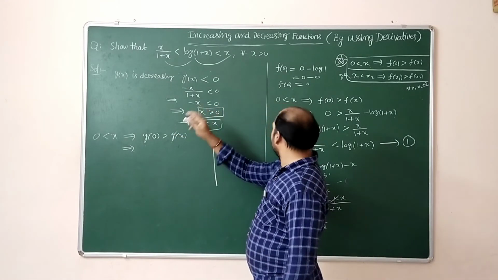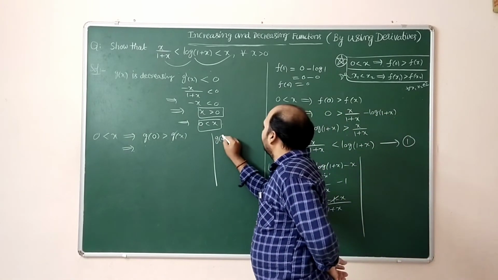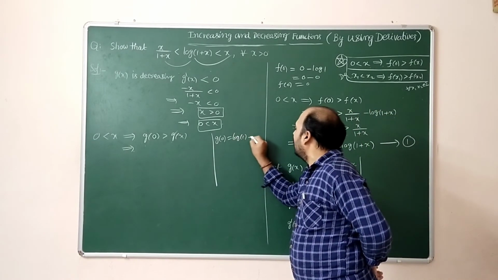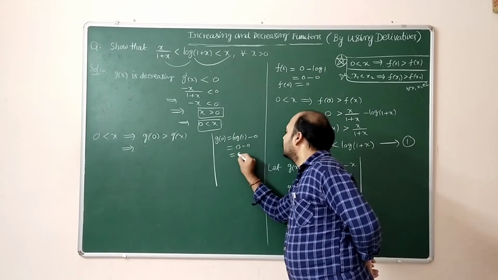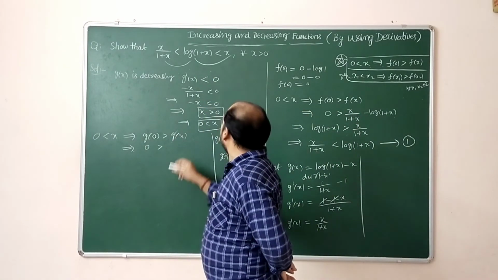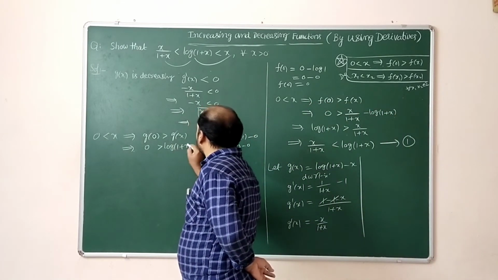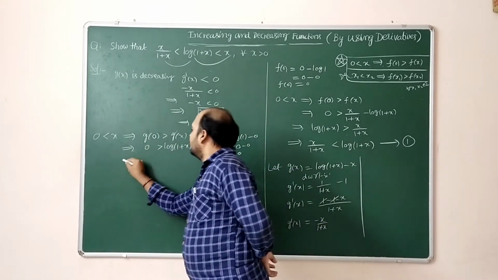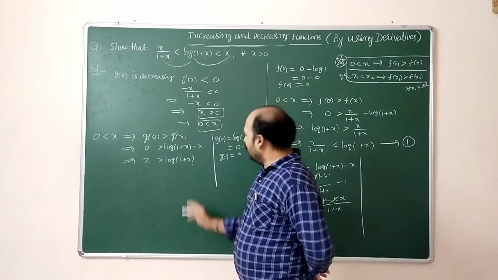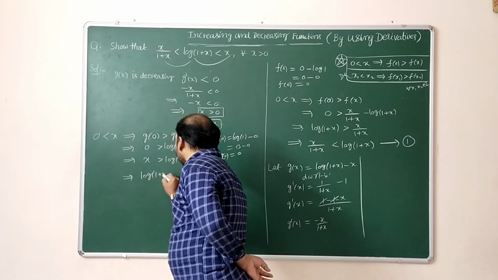What is g of 0? The g of x value we got here. So here I am calculating g of 0. In place of x substitute 0. So log of 1 plus 0 is log 1, minus 0. Log 1 is 0, 0 minus 0 is 0. Ultimately g of 0 is 0. So g of 0, which is 0, is greater than g of x. g of x is equal to log of 1 plus x minus x. So minus x, we can take this sign: x is greater than log of 1 plus x. If you interchange these two, the inequality will change again. It implies log of 1 plus x is less than x.